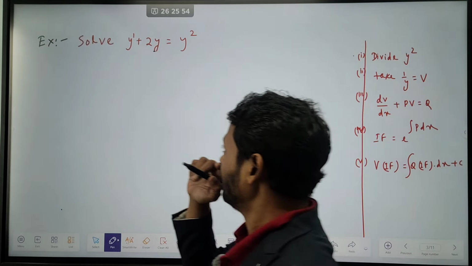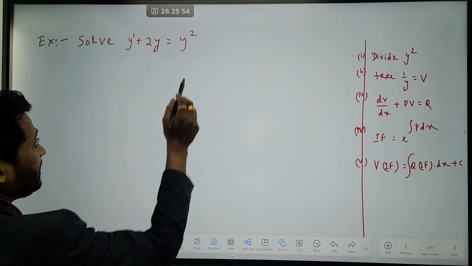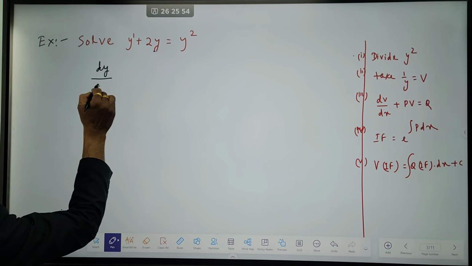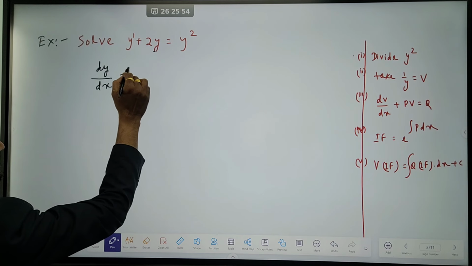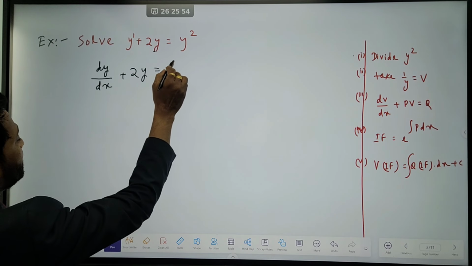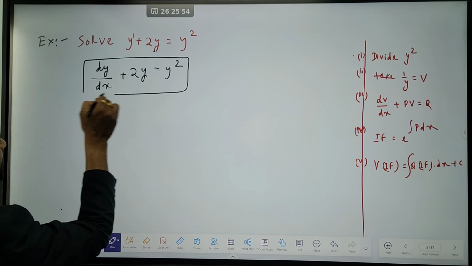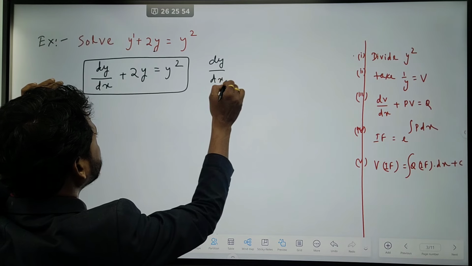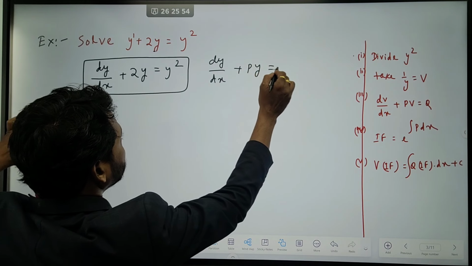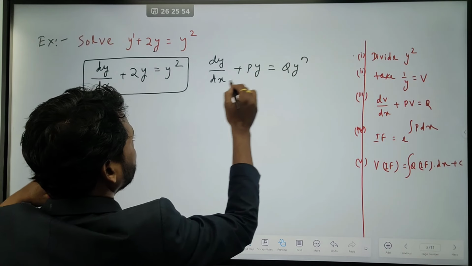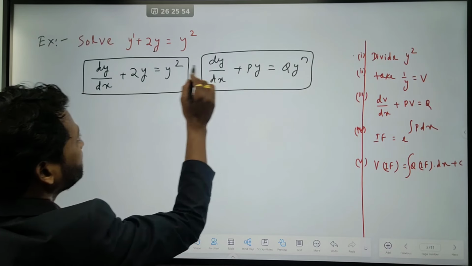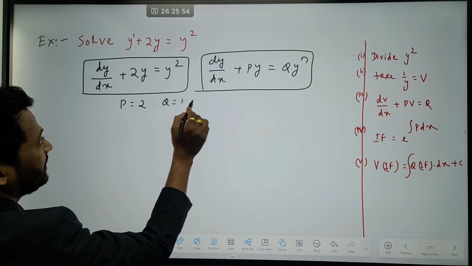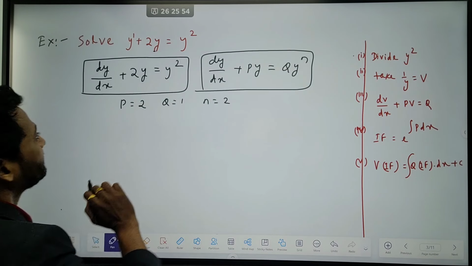ये क्वेश्चन देखो. Solve y dash plus 2y is equal to y square. So we can write in place of y dash as dy by dx first differentiation plus 2y is equal to y square. So the standard form of Bernoulli's differential equation क्या है? dy by dx plus py is equal to qy to the power n. So if we will compare these two, you can say p is equal to 2 and q is equal to 1 and n is equal to 2.